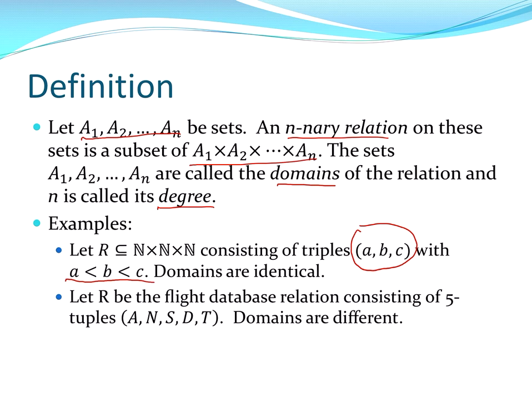Let's think again about the flight database. We have the airline, the flight number, the starting point, the destination, and the departure time. Here we're only missing the arrival time from the earlier discussion. But the point is that the domains are all different in this 5-ary relation, or relation of degree 5.